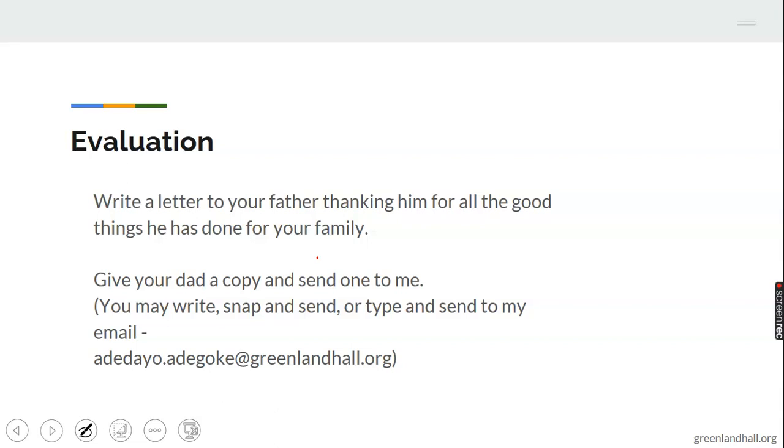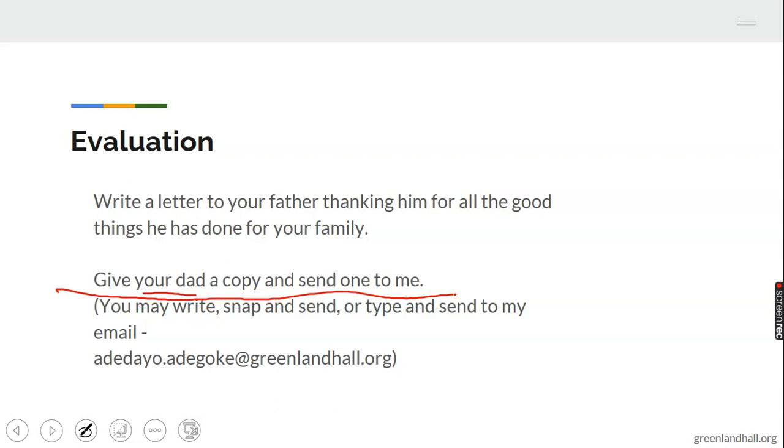Not only for you, for your siblings, for your mom. All of you are the family, the father, the mother, the children. So write a letter thanking your father. Then give your dad a copy. Look at it here. Give your dad a copy and send one to me. That is the letter you have written, you send.